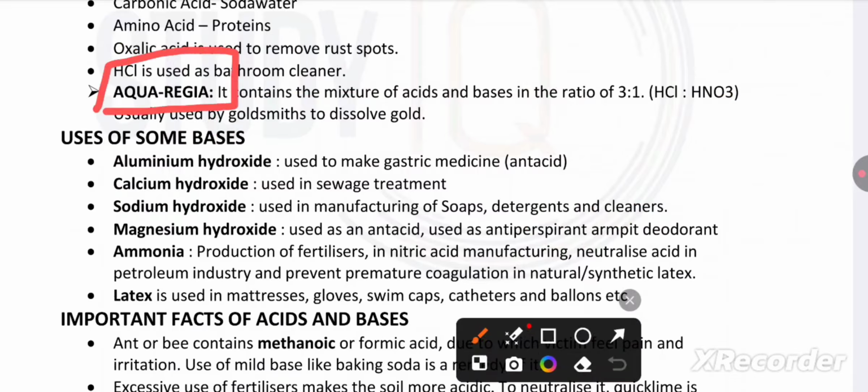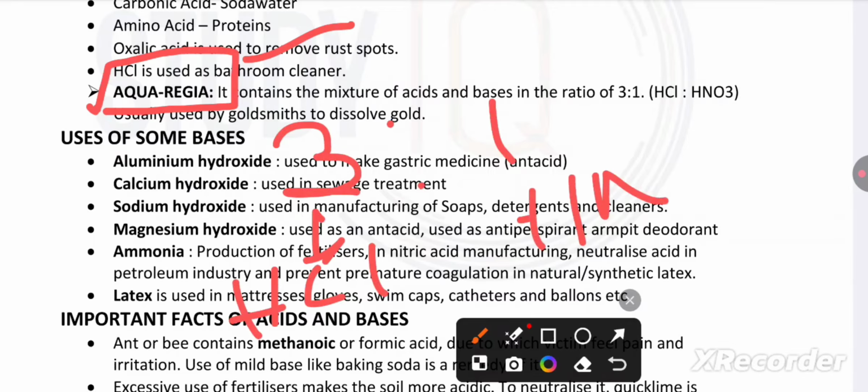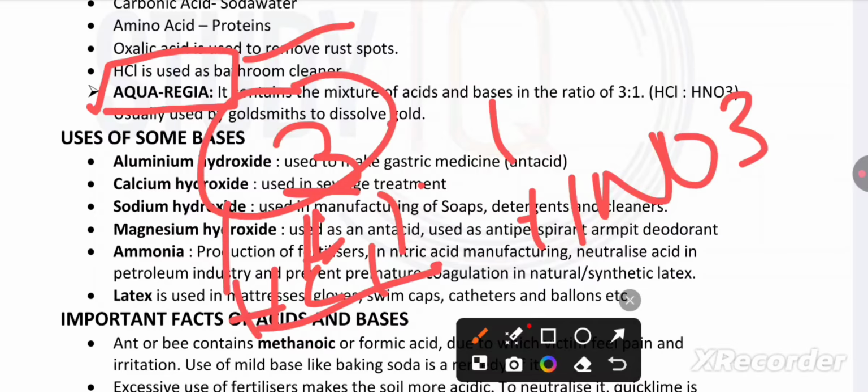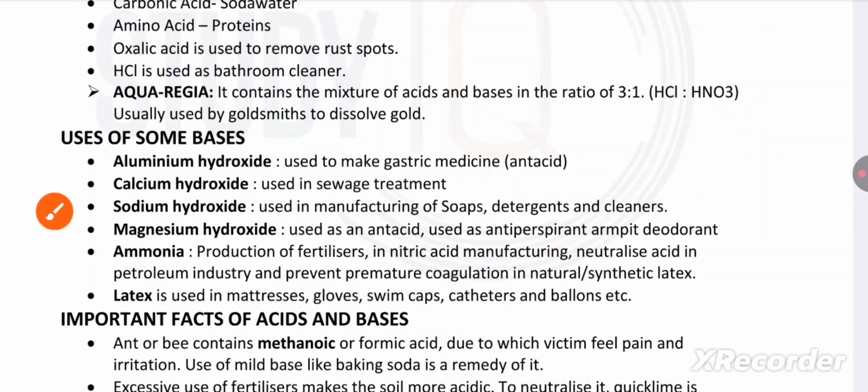Very important, guys. Aqua regia. This is the examiner's favorite. It contains a mixture of acid and base in a 3:1 ratio. HCl, HNO3. I can give you a shortcut: 1, 2, 3. HCl has 3 letters, so the ratio is 3:1. Very important, guys.